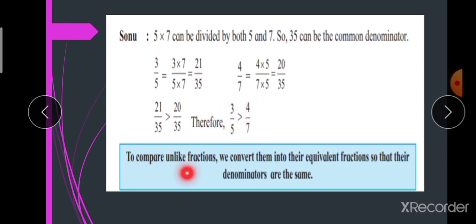So while comparing unlike fractions, we usually make the denominators equivalent. We make the denominators equal so that the comparison is easy.